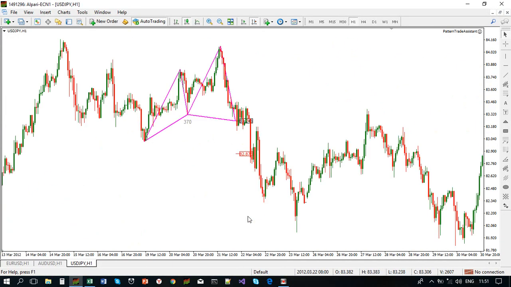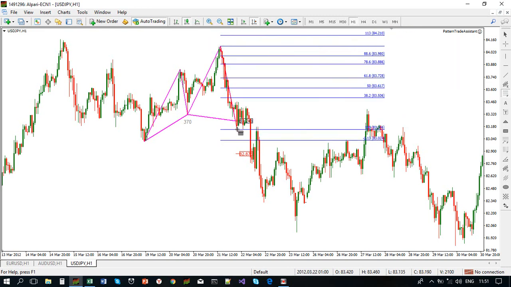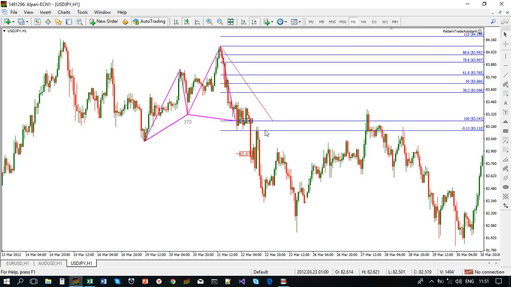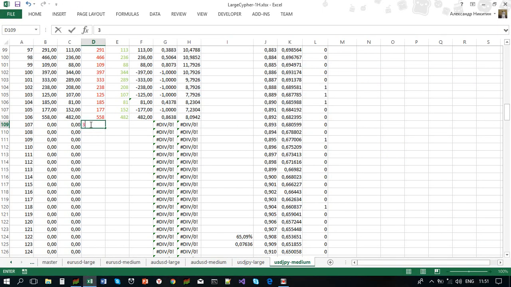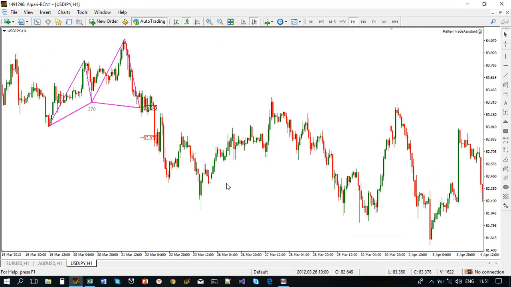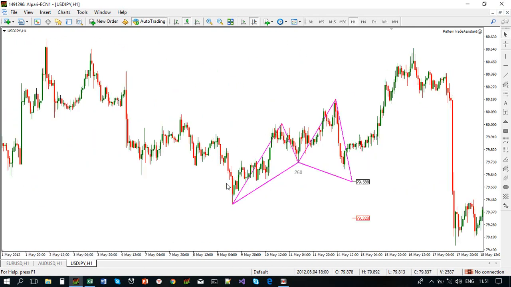Next, once again, consolidation, break to the downside. 321, 370. 370 to 321, and it equals minus this. Now we have win-loss, win-loss, win-loss. No streaks at all.